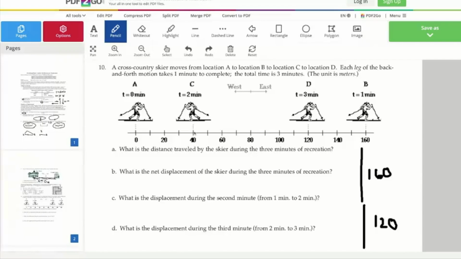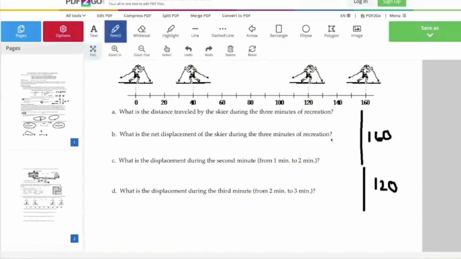Then from 2 minutes to 3 minutes, the difference between 40 and 120. Remember, this is like a measuring scale, an indication of their position from their origin. So that's 80. So now we have gone 80 meters. When you add that all together, that's 360. So the distance traveled is 360 meters.